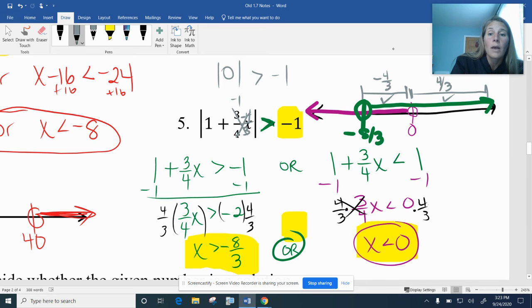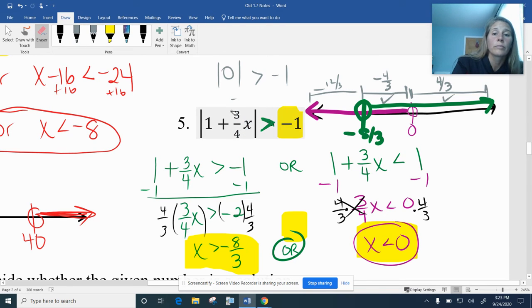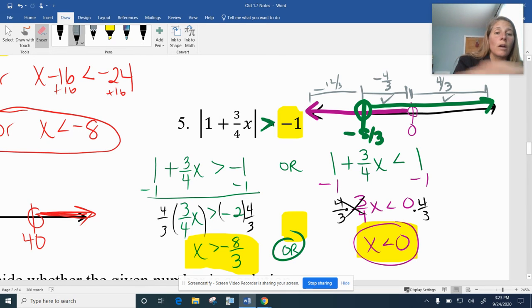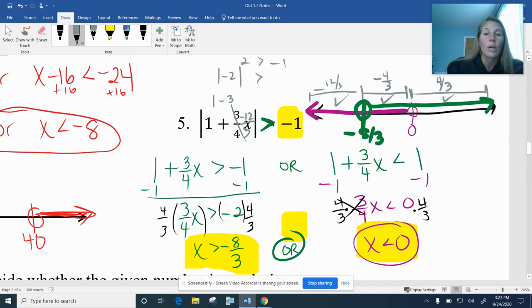And then if I were to pick a number over here, I'm going to pick negative 12/3 this time for something in this section. Negative 12/3, 3's cancel. Negative 12 divided by 4 is negative 3. 1 minus 3 is negative 2. And that's going to come out as a 2, and 2 is greater than negative 1. So I know that those numbers work as well. So what's the real answer here? It's all real numbers.